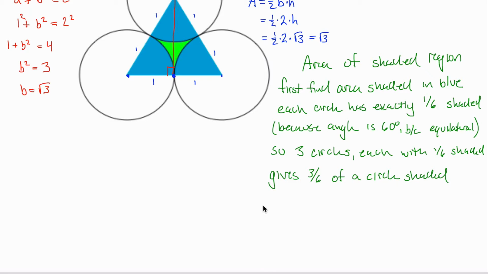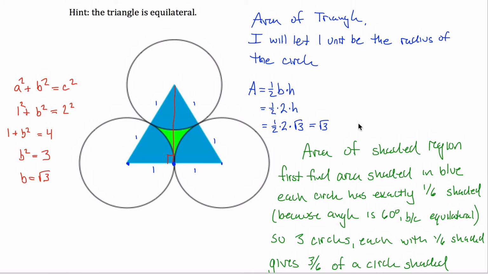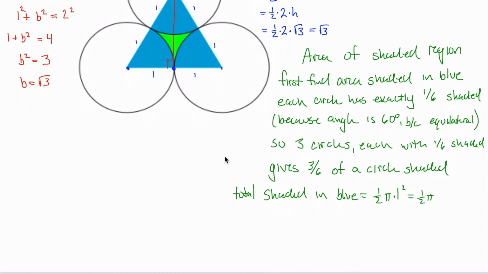So I have total shaded in blue equals half of the area of a circle. The area of a circle is pi times the radius squared, which is just half of pi. So in blue I have this much shaded. I know that the entire triangle is the square root of 3.